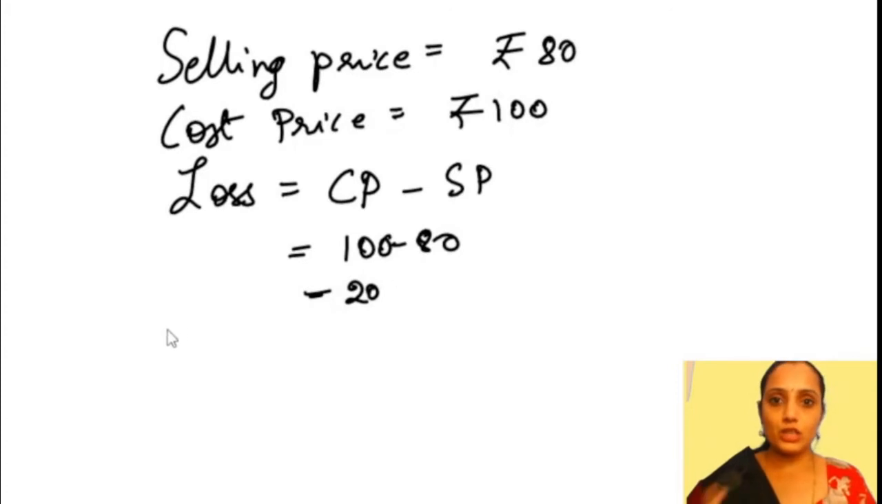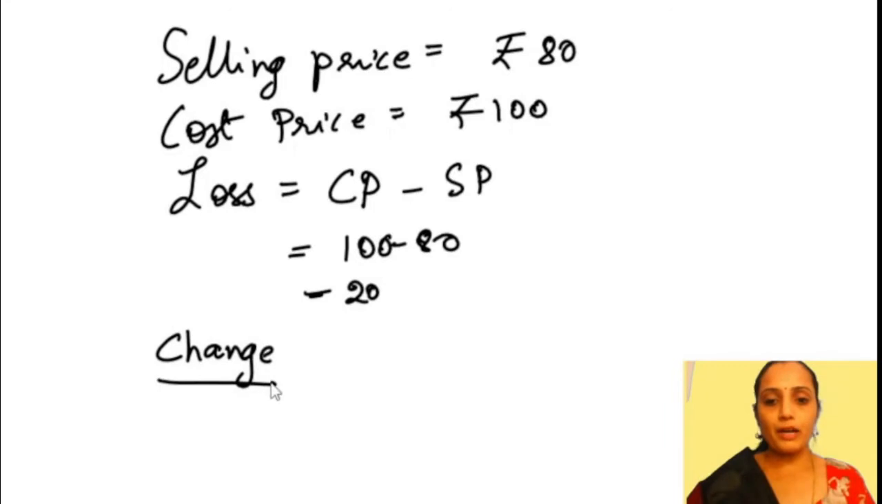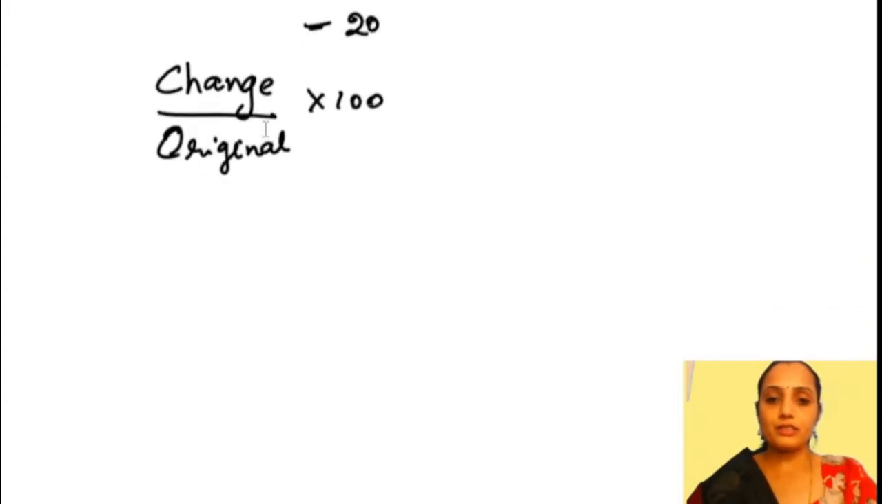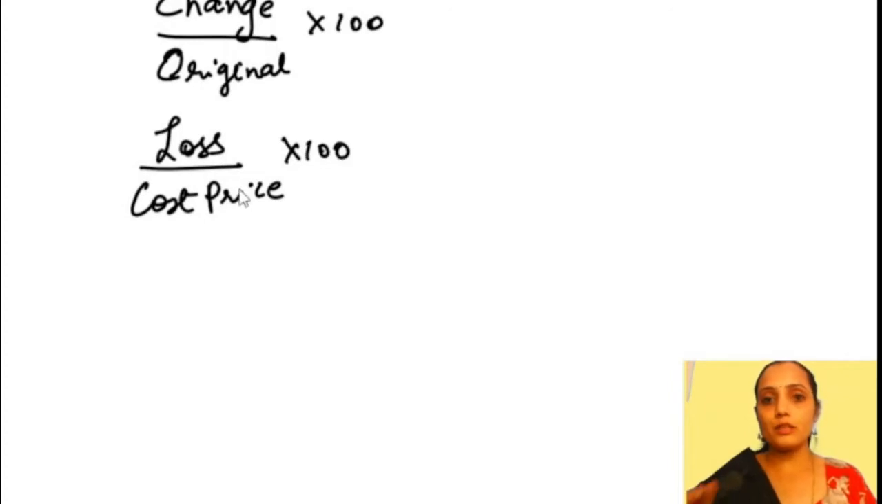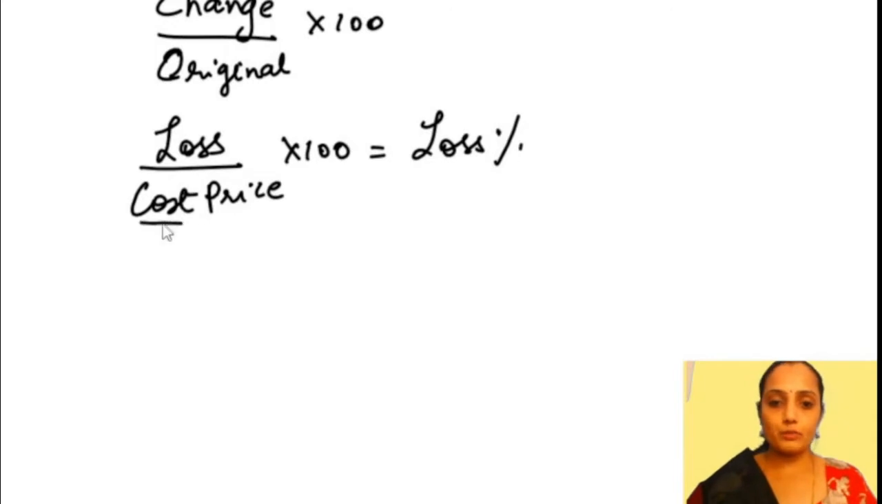So here the change is the loss. Again, the change by original amount into 100 will give us the change percentage. So this is going to be the loss by the cost price again into 100. Now if you see the profit and the loss percentage, both are calculated on the cost price. They are never calculated on the selling price. So the denominator will remain the cost price in both cases.